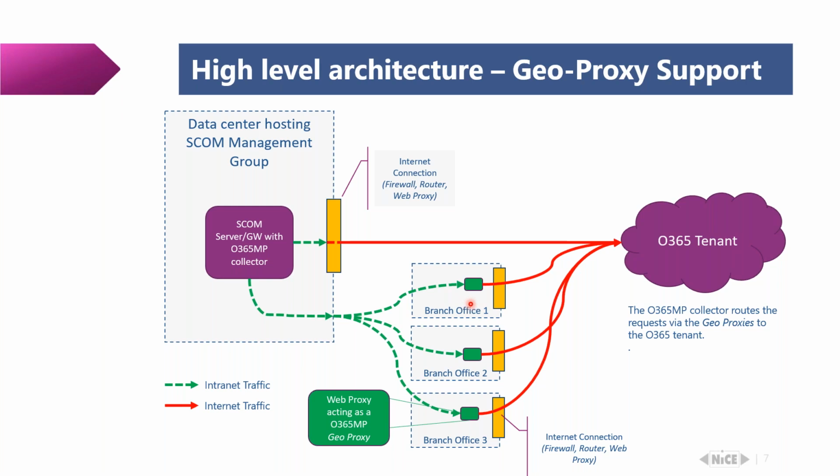So with this possibility, we'll have a SCOM gateway server or a proxy, a so-called geo proxy. In this case, it's an HTTPS proxy that is in the site and basically routes the traffic through that. It can be used to sign on to the services in the tenant and retrieve the real end user experience for that specific location.